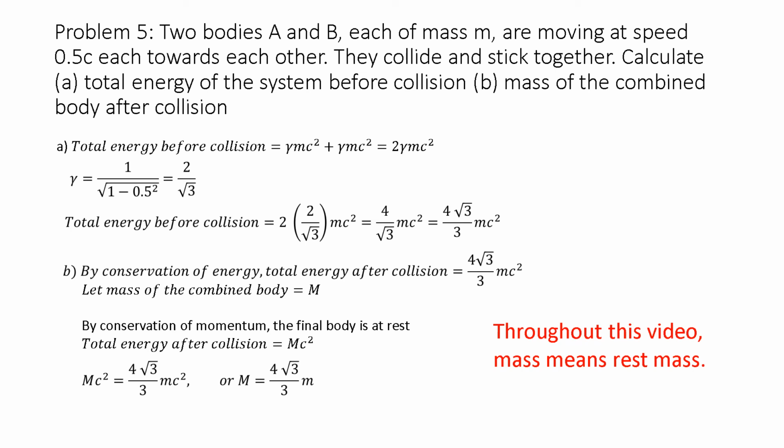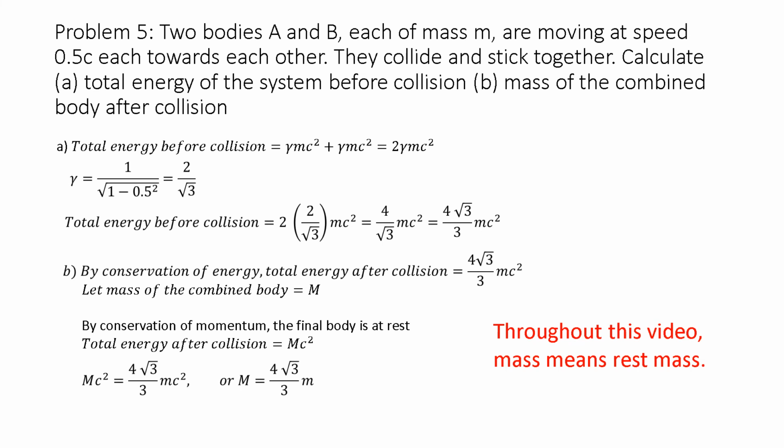In part B, by law of conservation of energy, total energy after collision will be equal to 4 root 3 by 3 mc square. Suppose mass of the combined body is capital M. By law of conservation of momentum, the final body will be at rest, as we saw in problem 4. Total energy after collision therefore will be capital Mc square. Now these will be equal: capital Mc square equals 4 root 3 by 3 small mc square. From this we get mass of the combined body as 4 root 3 by 3 small m.